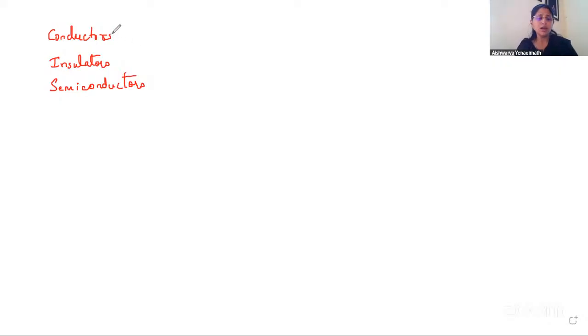Semiconductors. So what are conductors? Conductors are those with very high conductivity, G is very high. Insulators are those with very low conductivity or no conductivity. What are semiconductors? Semiconductors are those whose conductivity value lies between conductors and insulators. Their G value is between the range of conductors and the range of insulators. In between that lie the semiconductors.